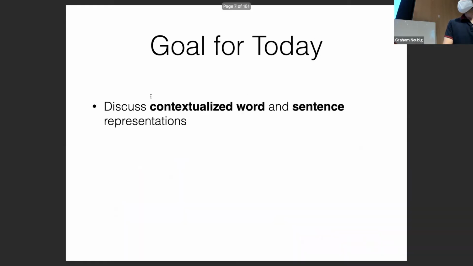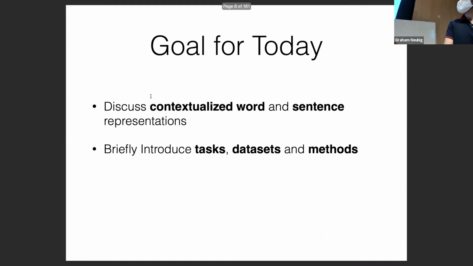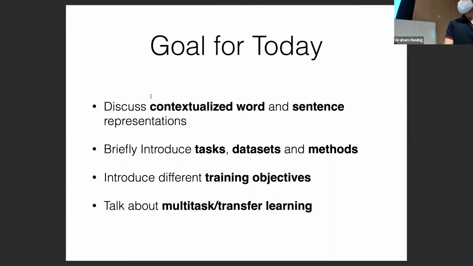So the goal for today is to discuss contextualized word representations and sentence representations, and briefly introduce tasks, data sets, and methods that are used to learn these, and introduce different training objectives, and talk about multitask and transfer learning, the very basics. And we're going to talk in a little bit more detail about multitask and transfer learning next week as well.